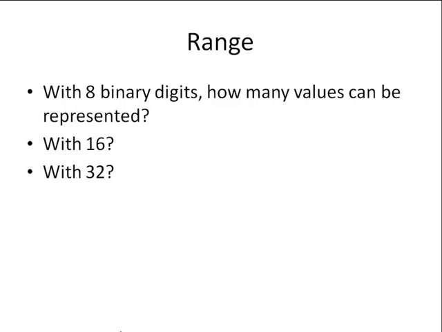A separate question is, what is the range that you can represent with a certain number of binary digits? So with 8 binary digits, we saw that a binary value that was all ones gives us a value of 255. So the largest number we could represent with 8 binary digits is 255, but the smallest number is 0. So the range is how many values can we represent. We can represent all the values from 0 to 255, so we can represent 256 different values. So there is a range of 256 values there.